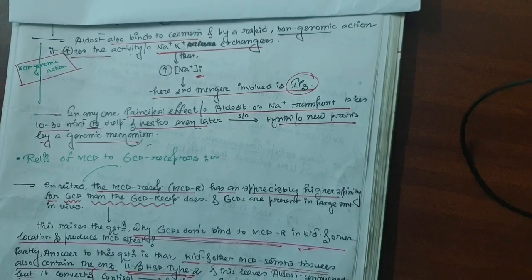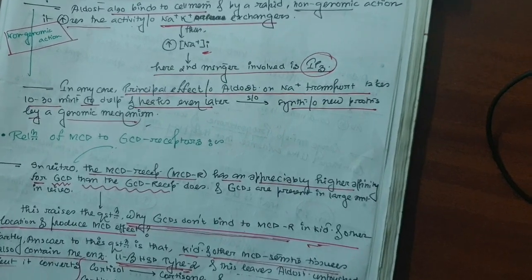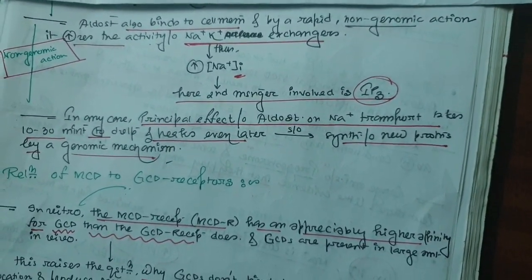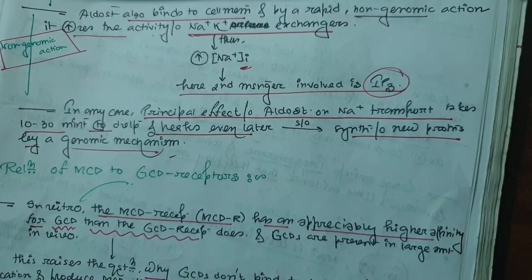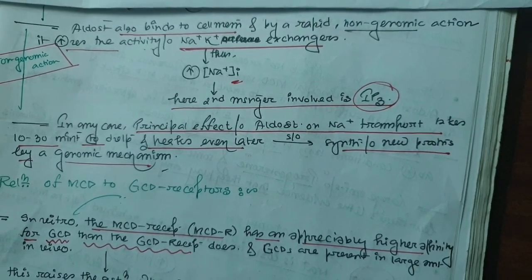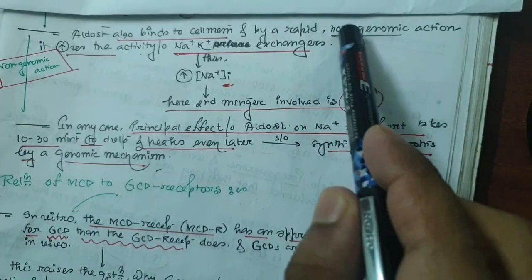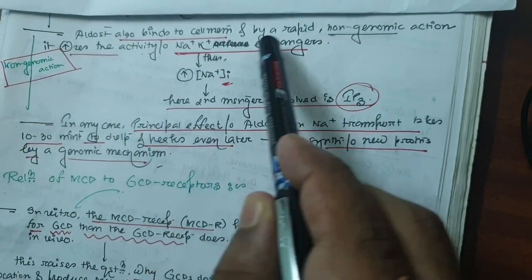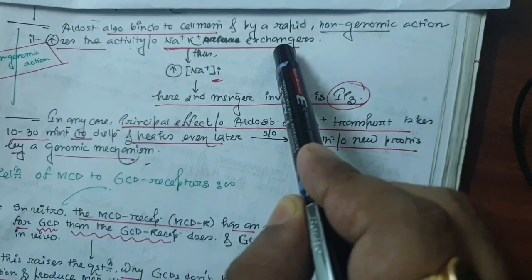So in the previous page, we discussed how aldosterone increases sodium retention by this genomic action. Now, there is another function of aldosterone, the non-genomic action, which is that aldosterone also binds to the cell membrane, and by a rapid non-genomic action, it increases the activity of the sodium-potassium exchangers. What is that? Sodium-potassium ATPase, you know already.